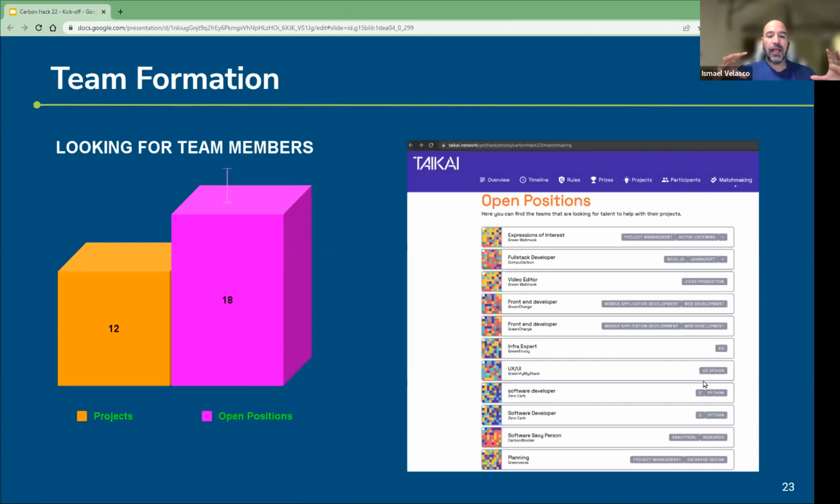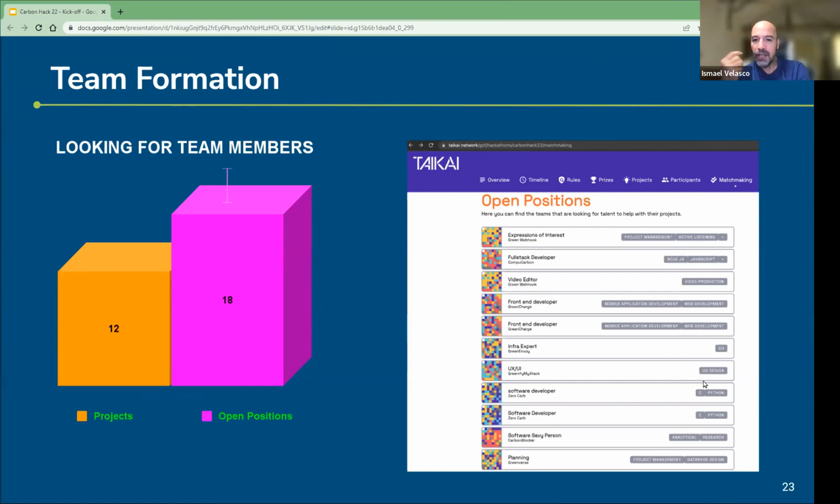Out of these projects, there are 12 projects that are explicitly advertising for positions. So if you've just joined, you haven't got your own idea, perhaps you'd like to join a team, there are 12 projects that you can find in the matchmaking section of Taikai. The ones on the screen are just a sample, but there are 12 projects and 18 open positions. And you can see how wide-ranging they are from the snapshot.